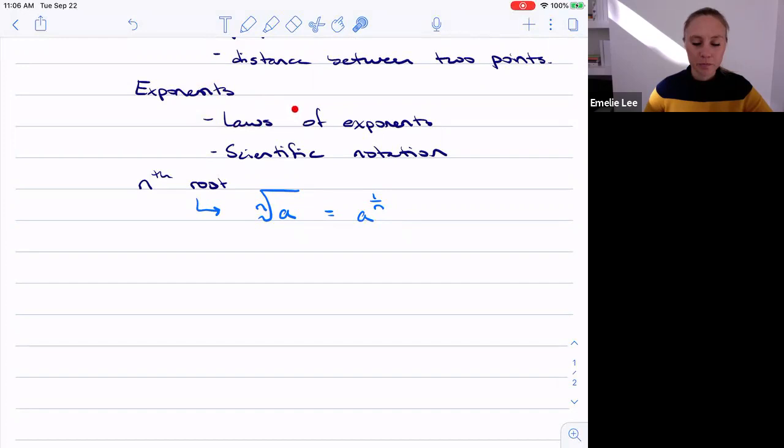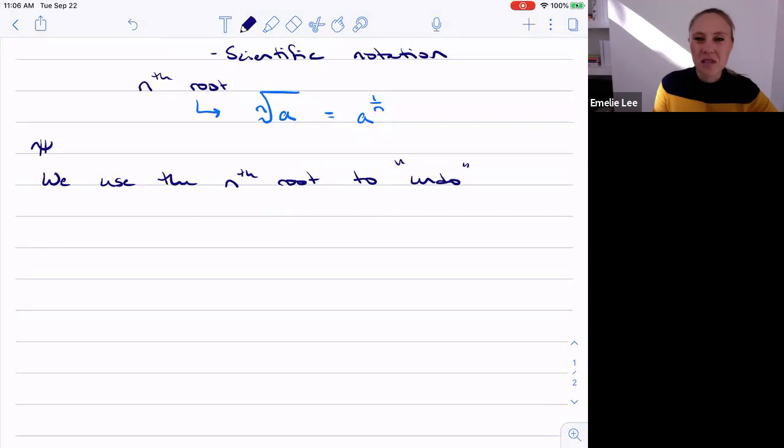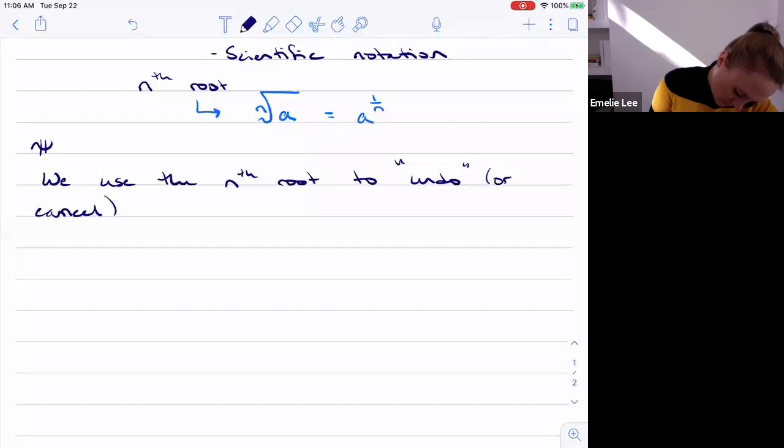That's where we ended last time, but we're going to keep talking about the nth root and its properties. Essentially, I think of the nth root as undoing the power of n. So we use the nth root to undo, and I'll put that in air quotes because it's not really a technical term, or kind of cancel powers of n.